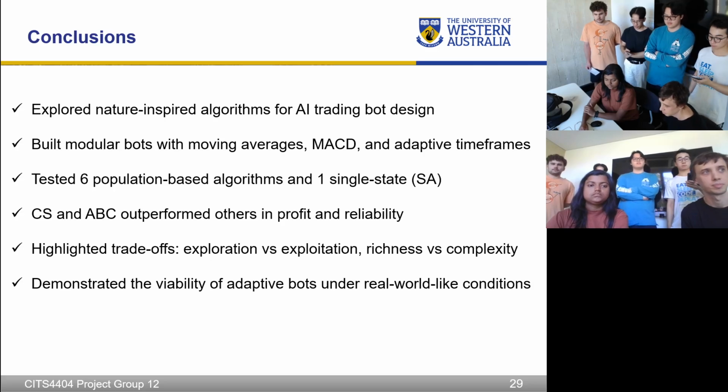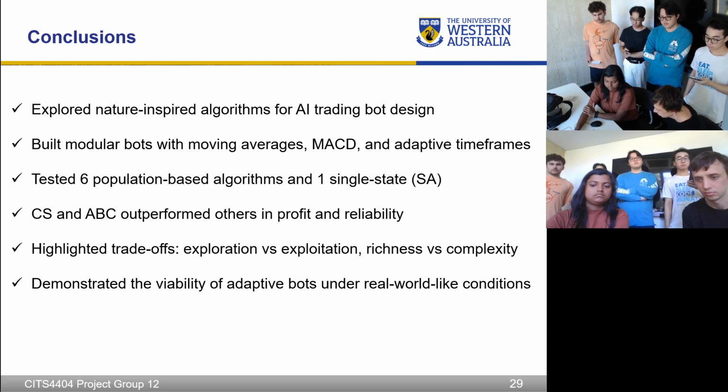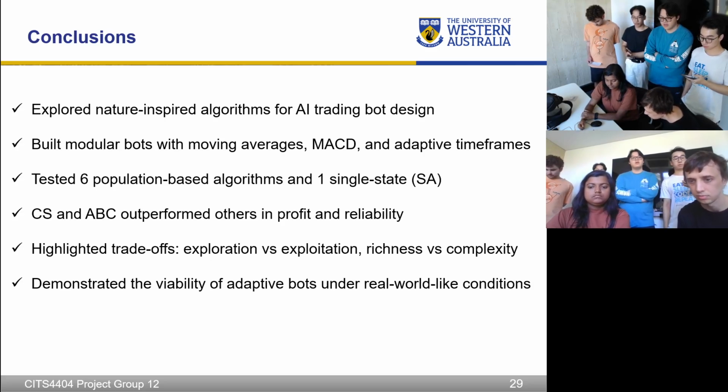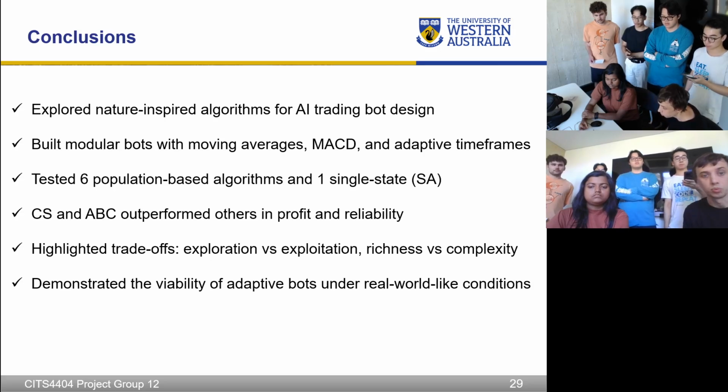So in conclusion, in this project, we explored the design and optimization of AI-driven trading bots using nature-inspired algorithms. We implemented a modular bot architecture with moving average MACD signals and adaptive timeframes to create a flexible but manageable hypothesis space. We tested 6 population-based and 1 single-state algorithms, observing their weaknesses and strengths across different configurations. Cuckoo Search and ABC consistently achieve strong profits and low risk, demonstrating the power of balanced exploration and exploitation strategy.